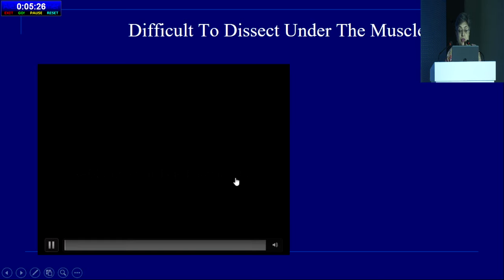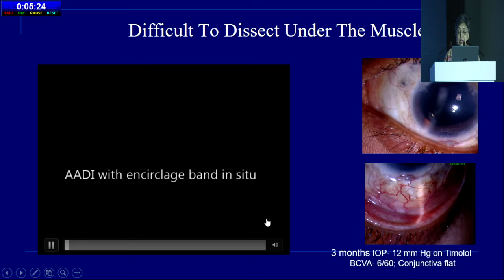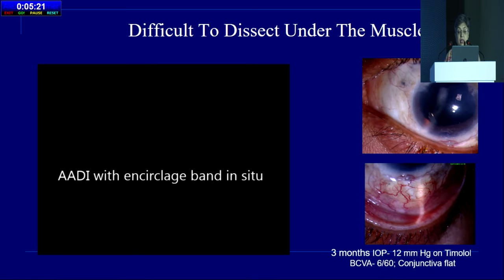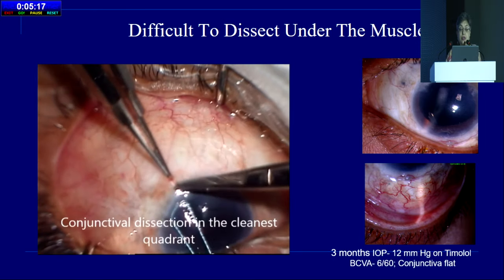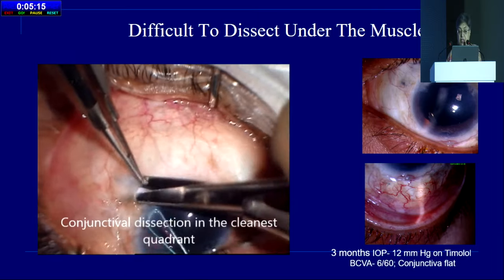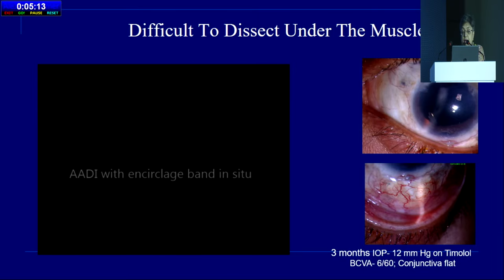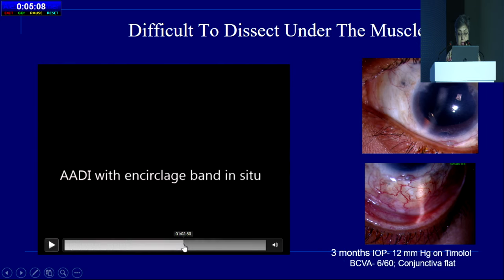Now I'll just show you how difficult it gets to dissect under the muscle. When we need to do an ADI, by the way, which is an Aurolab aqueous drainage implant, analogous to the Baerveldt, which is valveless, but it's big. So if you have a band in situ, what's wrong with this?